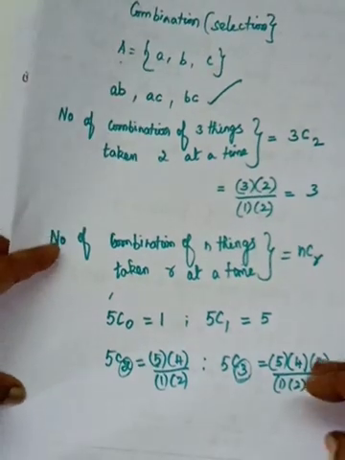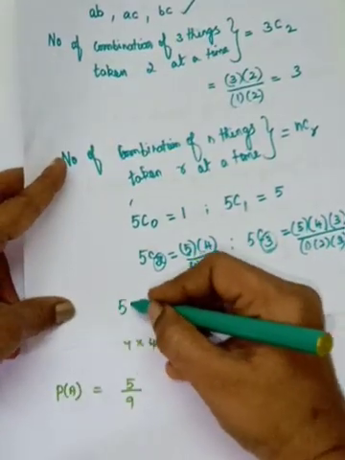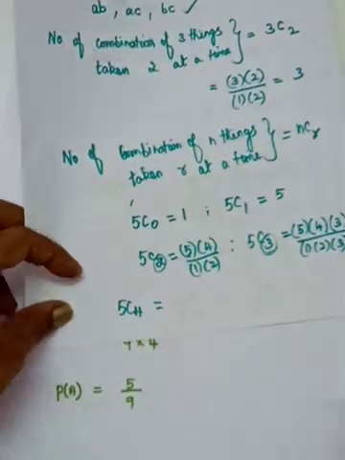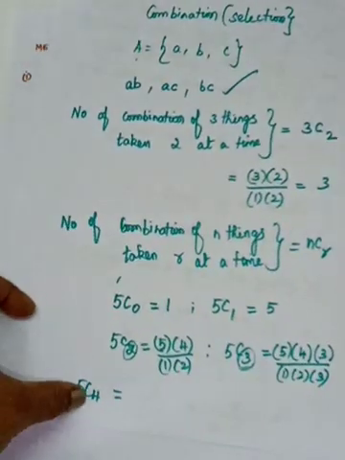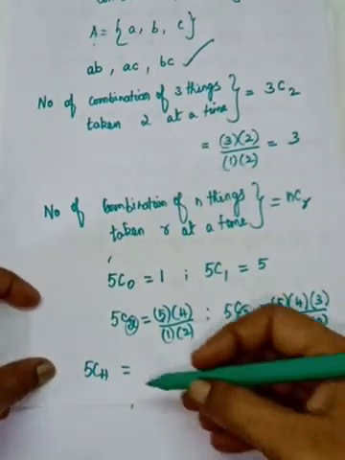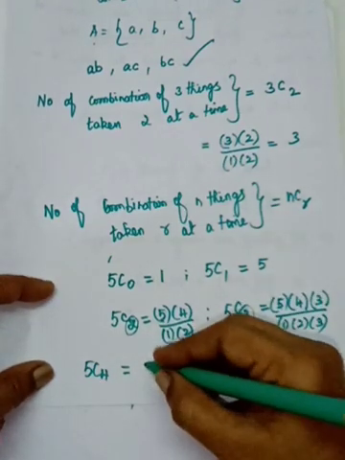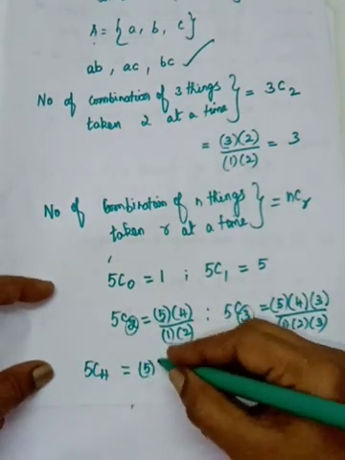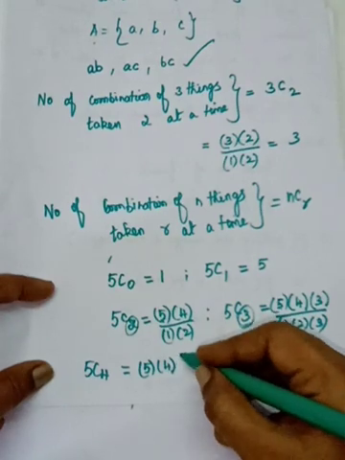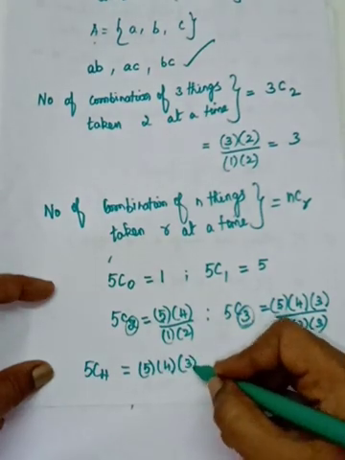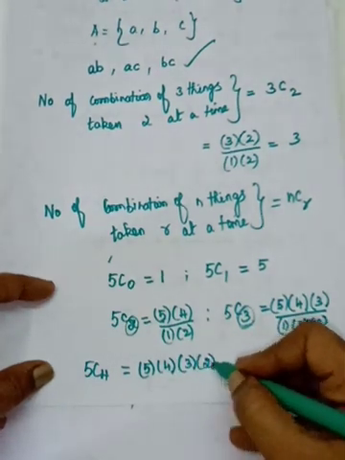Okay. So now 5C4, if we have. Starting from 5, how many places do you have to fill up? 4 places, by reducing 1. So the first place is 5, in the second place you will have 4, in the third place you will have 3, and in the fourth place you will have 2.